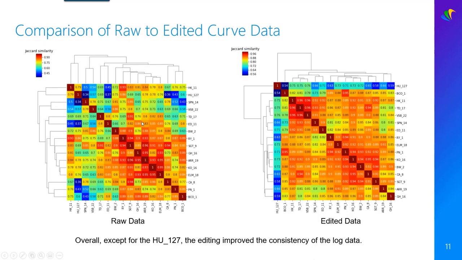And then if you compare the similarity analysis on the raw data to the similarity analysis on the edited data, you see they did a really good job of editing the data. The wells are much more similar, all except the HU127. So the recommendation to the geophysicist is, yeah, you can use all the wells, but don't use the HU127. And there's an example of how to use similarity analysis.